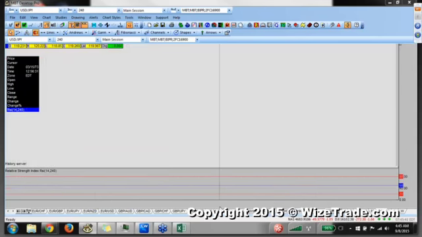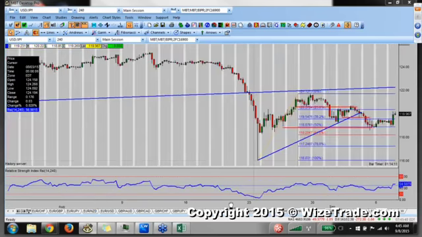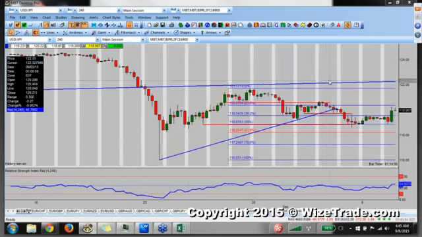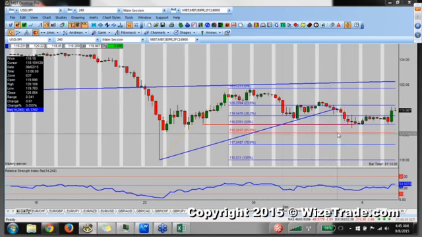Let's go to the dollar yen. So here's your dollar yen. I did add a little bit to my dollar yen short, just right here actually. 120.06 is my cost average right now. I'm only up 8.5 pips currently.